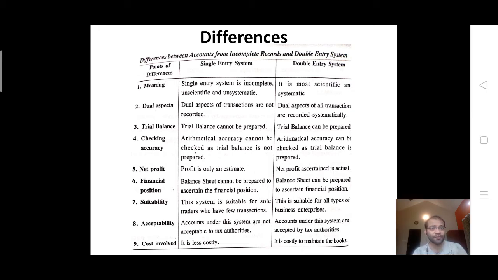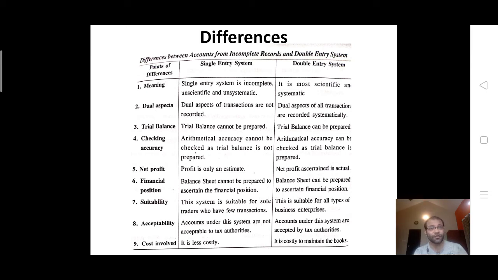Checking of accuracy cannot happen. Arithmetical accuracy cannot be ascertained here since the trial balance is not prepared in single entry. But in case of double entry, since the trial balance is prepared, arithmetical accuracy of accounts can be ascertained. Net profit, if you ask me, in the single entry system, profit is only an estimate. But in case of the double entry, net profit ascertained is the final and actual.